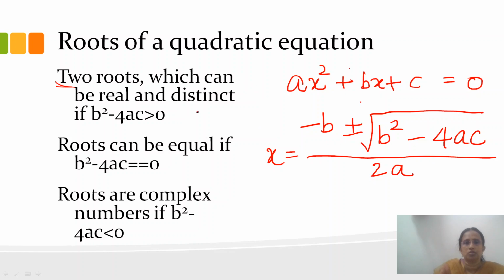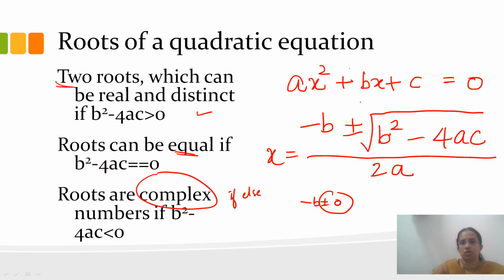You get two roots. Roots are equal if b square minus 4ac is 0, because we will get minus b plus or minus 0, so this term is not there. That's why there will be only one root, equal roots. Similarly, if b square minus 4ac is less than 0, what will happen? It will become complex roots. So this program can be written using if-else statements. Compare the values of b square minus 4ac in each case and find out the roots using this formula.